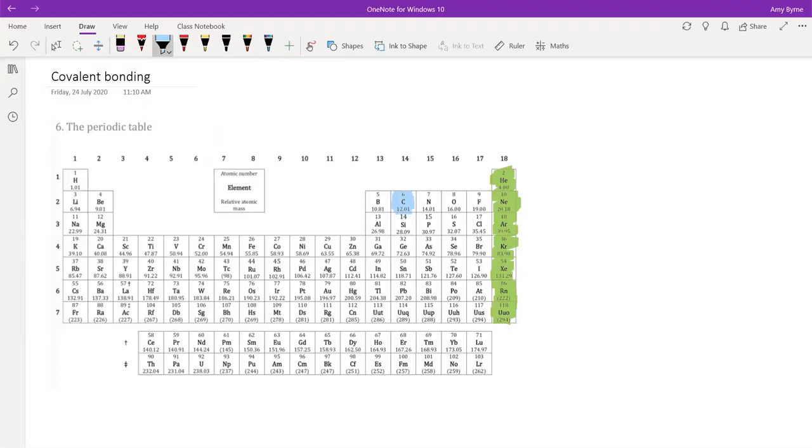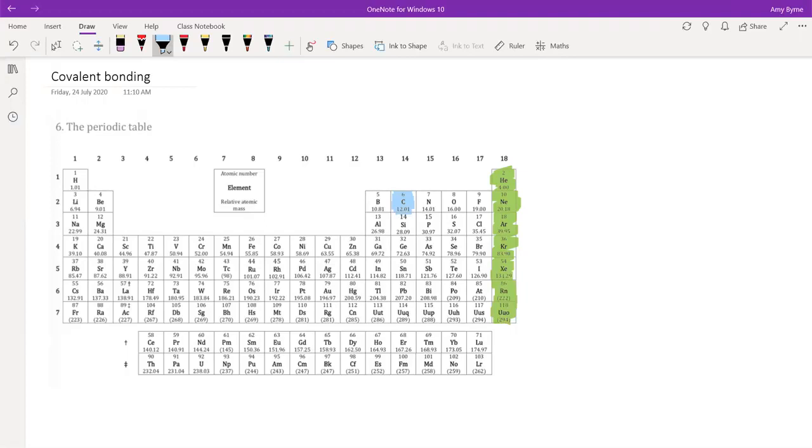Carbon's kind of in a tricky spot because if it was going to get a full outer shell by gaining or losing electrons, it would have to gain or lose 4. Now that is really too many. There isn't really any energetic plus to either gaining or losing 4 electrons. This is where covalent bonding comes in.